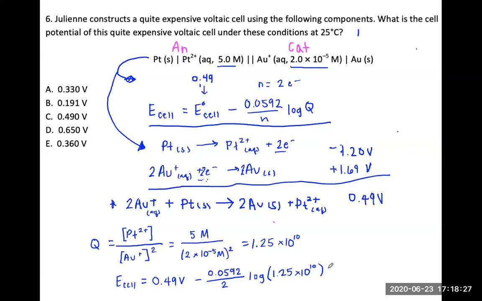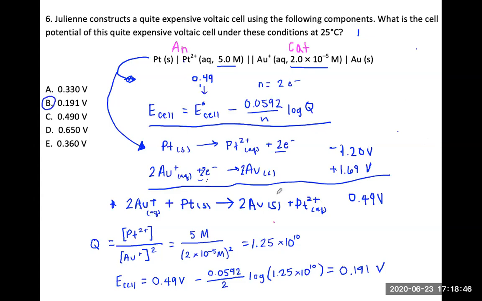And when we plug this in carefully into our calculator, we end up finding that this is 0.191 volts. And so then our answer choice does end up being B.